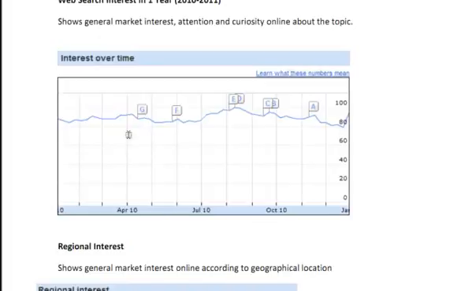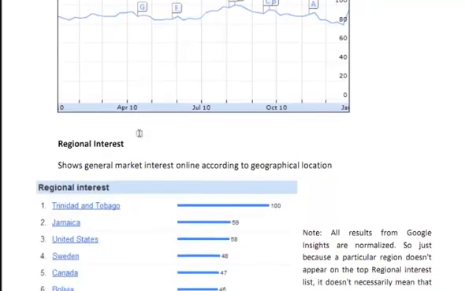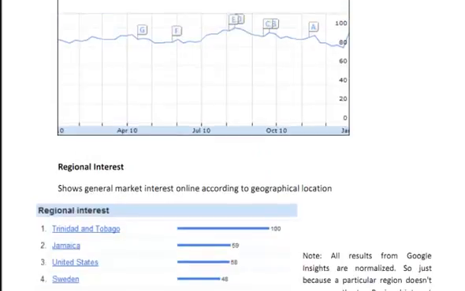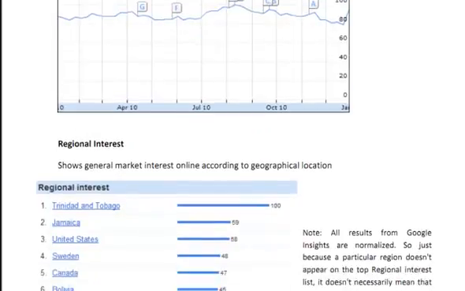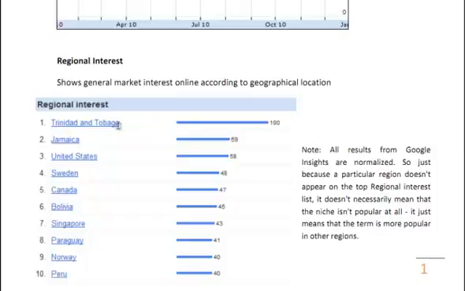Next up, you'll see the regional interest. This data shows you the general market interest online according to geographical location. One very important thing to take note of is that this does not reflect the absolute search volume or absolute level of interest. What it does is give you a comparison between the various countries.